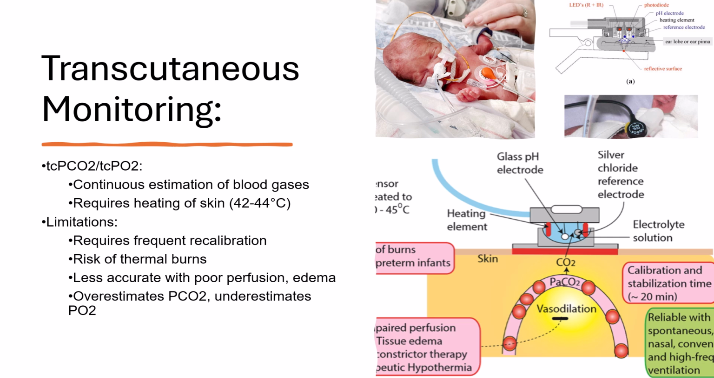Limitations include the need for frequent recalibration, risk of thermal burns from prolonged sensor placement, and decreased accuracy with poor perfusion, edema, or thick skin. Transcutaneous monitoring is most useful for trending rather than absolute values, particularly when initiating high-frequency ventilation, where rapid changes in CO2 levels need close monitoring.